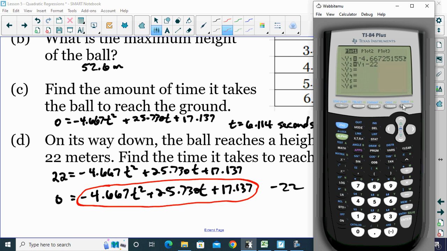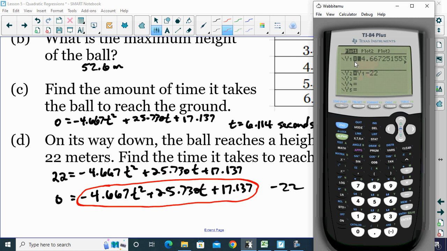Now the problem is, if I graph right now, it graphs both curves, and I don't necessarily want both curves. And if I try to calculate zeros, it's going to calculate zeros on my first graph that is shown, y1. I don't want to clear out my regression equation, because now y1's going to be gone.